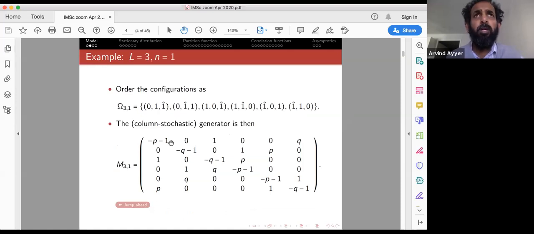So what it signifies is the total outgoing rate, the negative of the total outgoing rate from any configuration. The off-diagonal entries signify the rates from one configuration to another, and the diagonal entries signify the negative of the total outgoing rate.